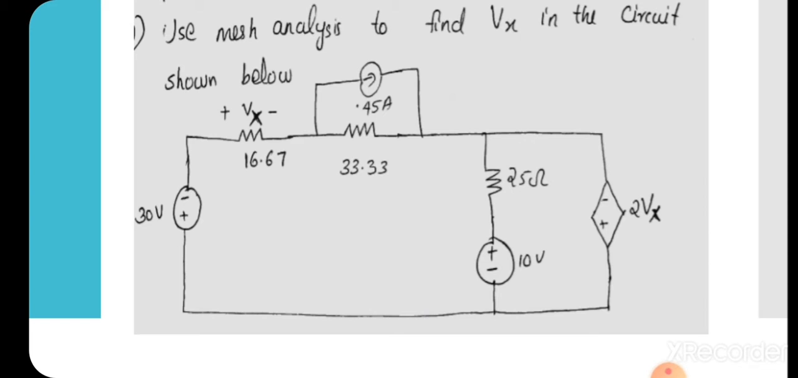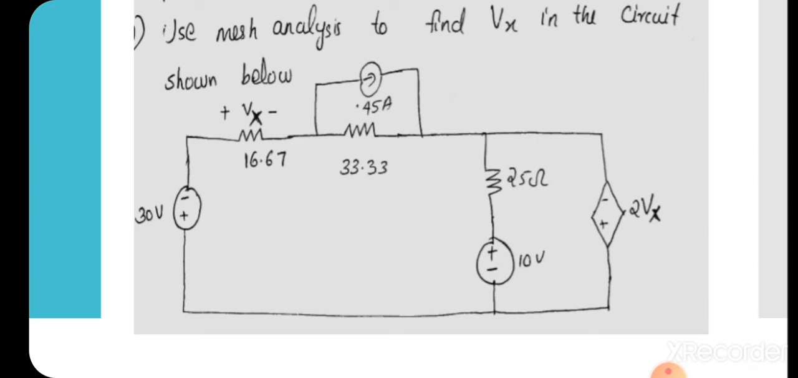Also there are voltage sources and current sources, and there is a dependent source, and it is clearly given in the question that you have to use mesh analysis. So by using mesh analysis you have to solve for Vx; that is the question. So how can you start? You know that for doing mesh analysis, the first point is that the circuit should be planar. Is it a planar circuit or not? Yes, it is a planar circuit.